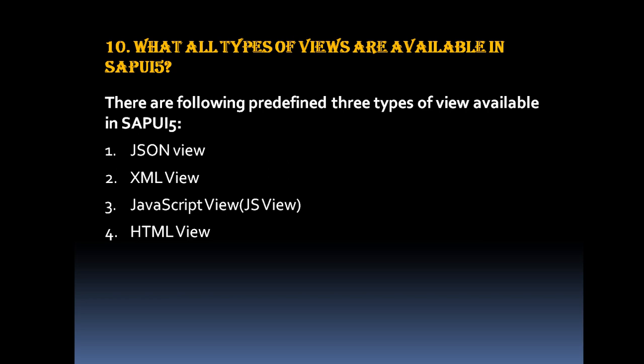Now HTML view is generally used for common web pages, but we do not use it for SAP UI5 applications, right? And the same is for JSON or JavaScript or HTML. We generally create views using XML in real-time scenario.